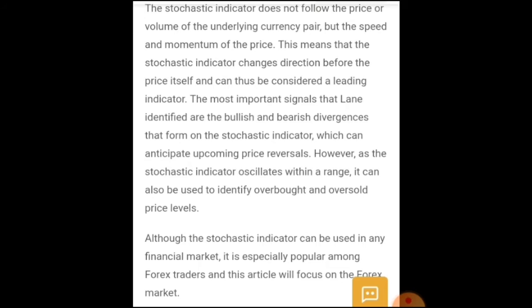This means that the stochastic indicator changes direction before the price itself and can thus be considered a leading indicator. The most important signals that Lane identified are the bullish and bearish divergence that form on the stochastic indicator, which can anticipate upcoming price reversals. However, as the stochastic indicator oscillates within a range, it can also be used to identify overbought and oversold price levels. Although the stochastic indicator can be used in any financial market, it is especially popular amongst forex traders.